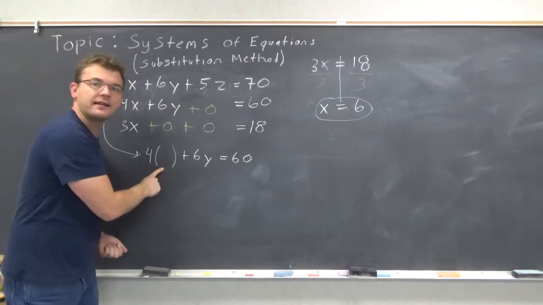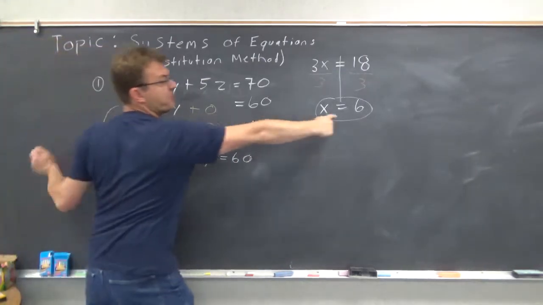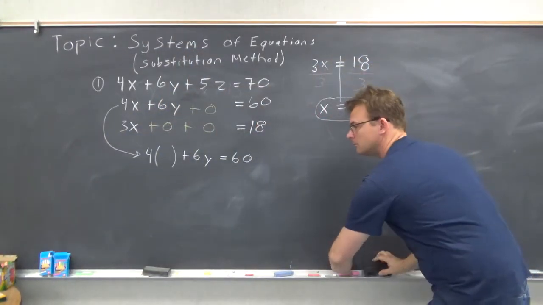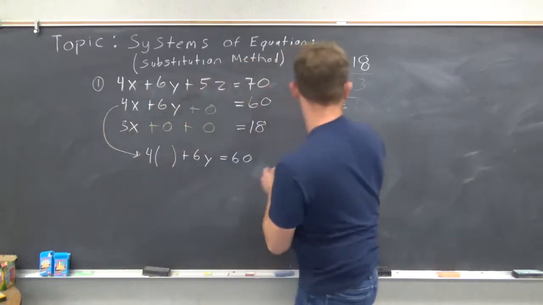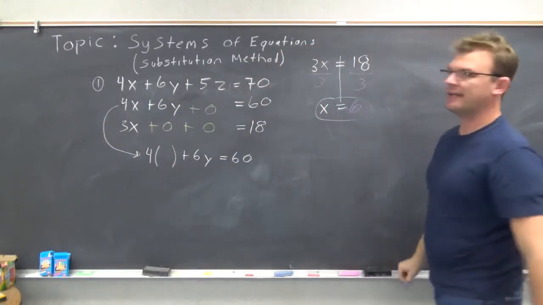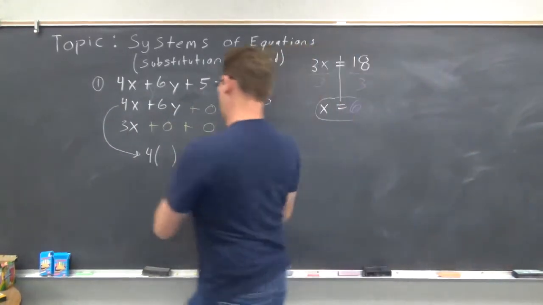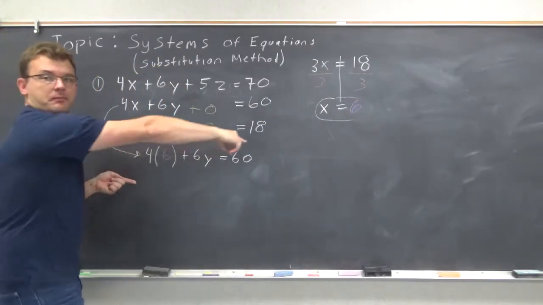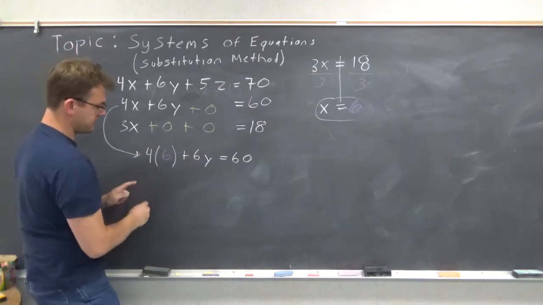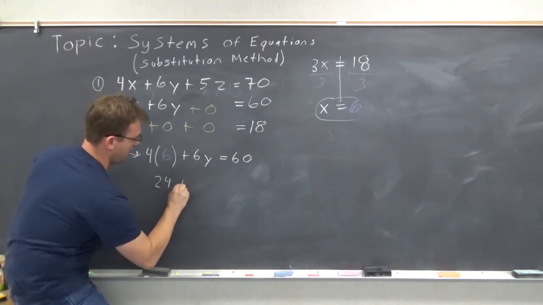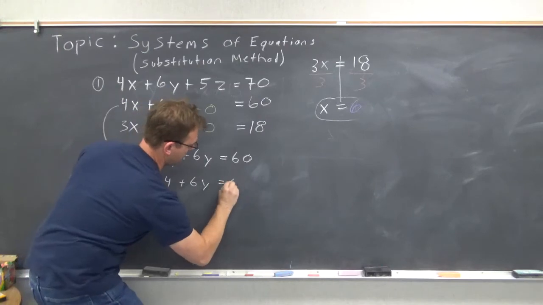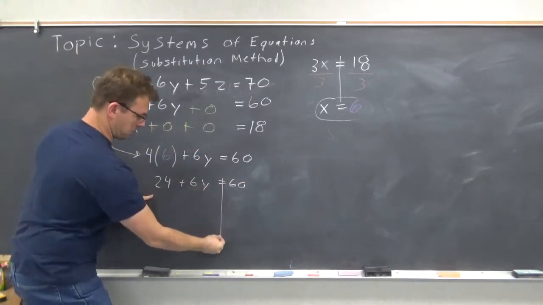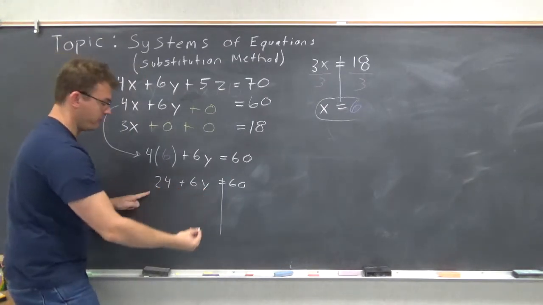Now remember why I left this parenthesis there, because that's what we're filling in. So let's do this. Let's make it 6, because it is 6, right? And now, PEMDAS. So 4 times 6, 24, plus 6y equals 60, right? Can I subtract 24 from both sides?